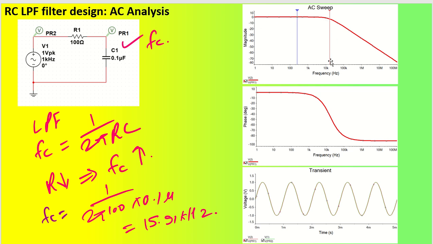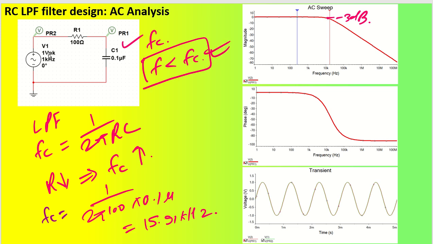Our aim is to understand that this is a low pass filter that gives the cutoff frequency at minus 3 dB. This 3 dB point occurs at 15.91 kilohertz. It means all signals with frequency lower than 15.9 kilohertz will be passed; frequencies lower than FC are allowed to pass. Let us say the input signal is 1 kilohertz, which is less than 15.9 kilohertz.